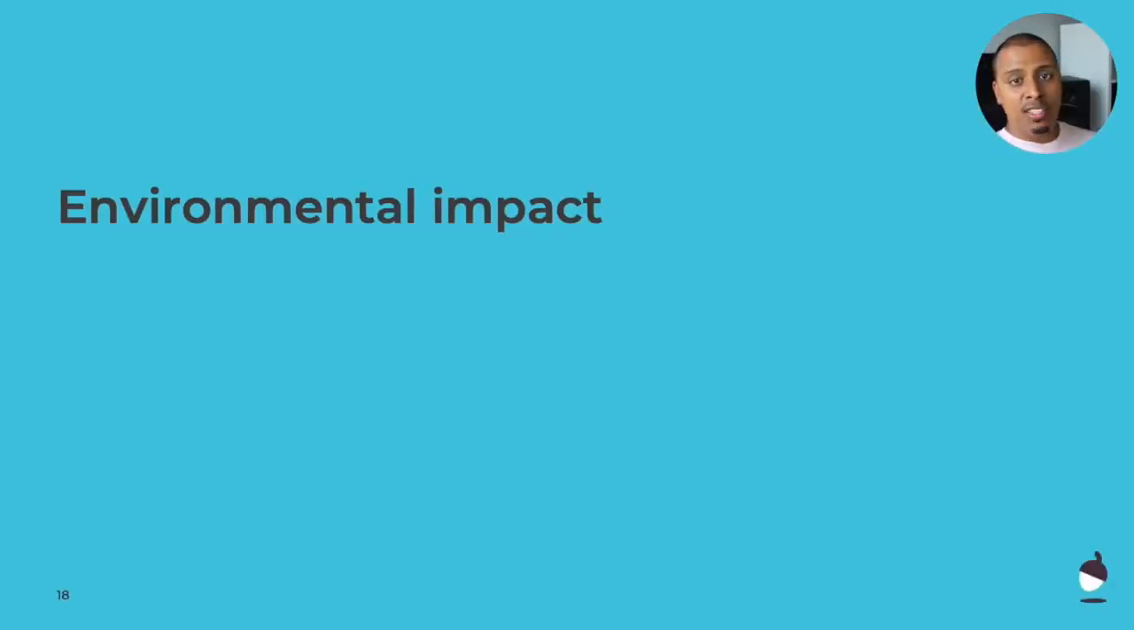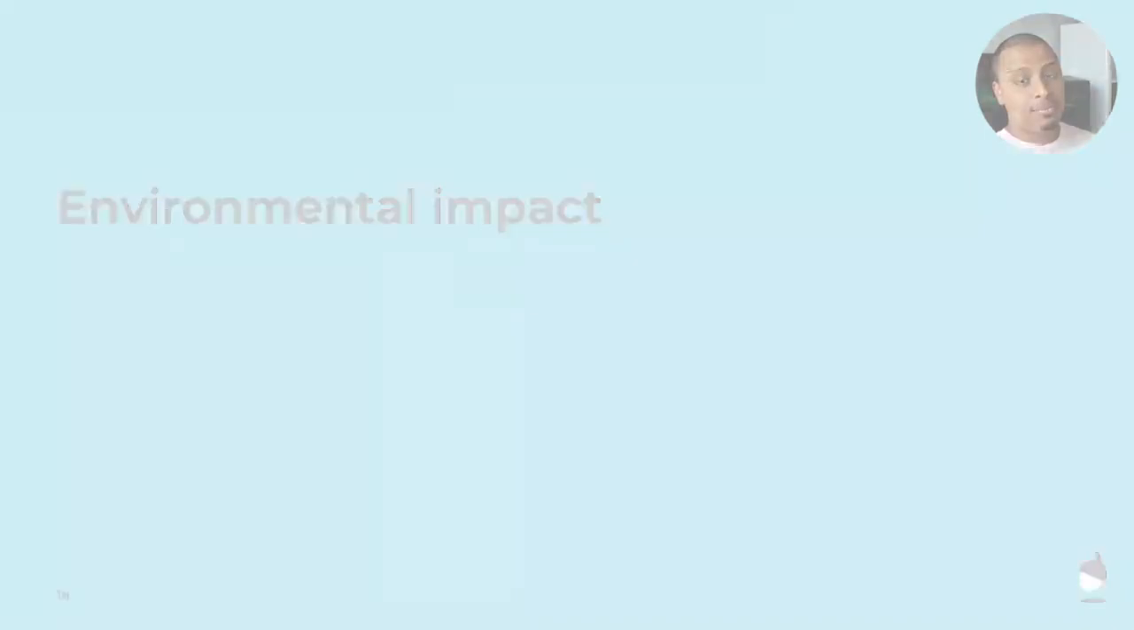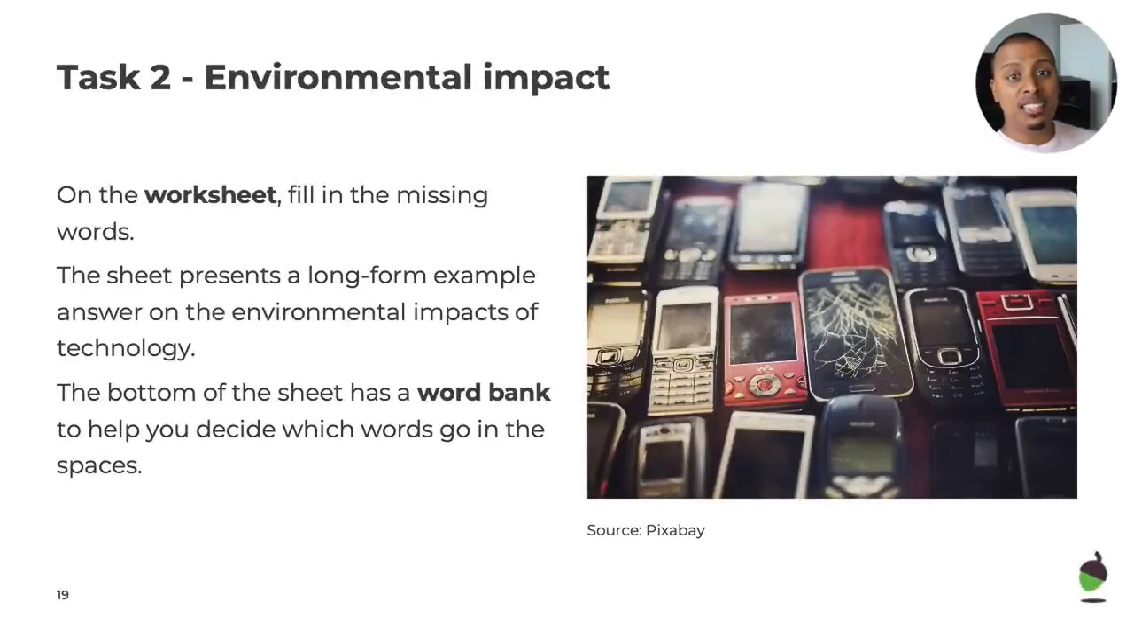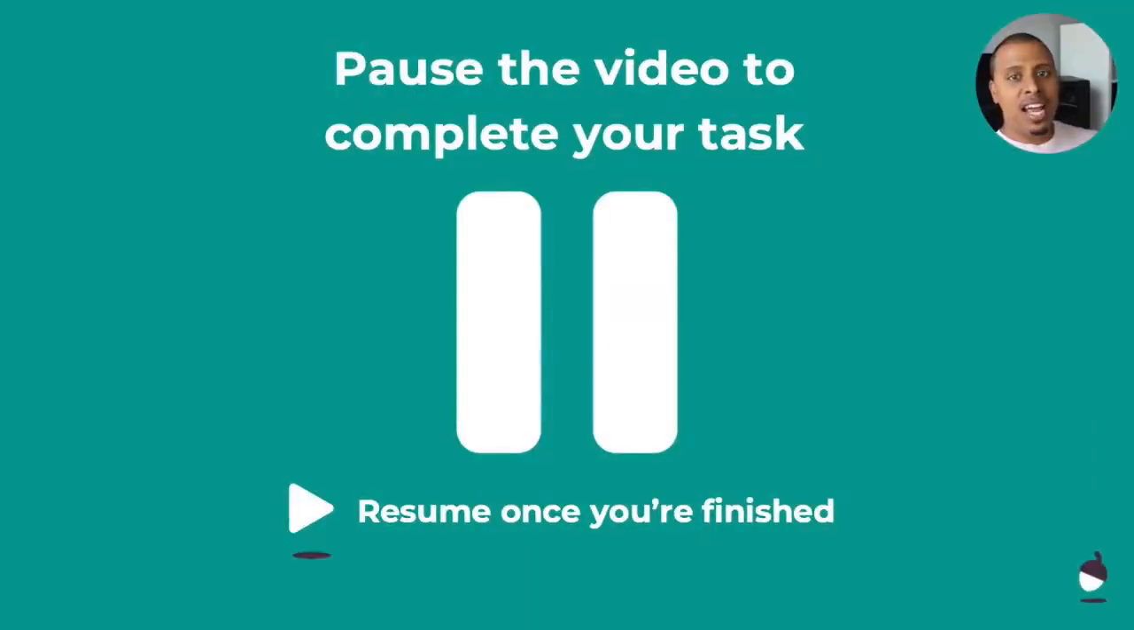In this final part of the lesson, we're going to wrap things up with a task on environmental impact. The worksheet presents an example long-form answer on the environmental impact of technology. On the worksheet, fill in the missing words. The bottom of the sheet has a word bank to help you decide which words go in the spaces. Pause the video now to complete the task. When you've finished, unpause the video to check your answers.